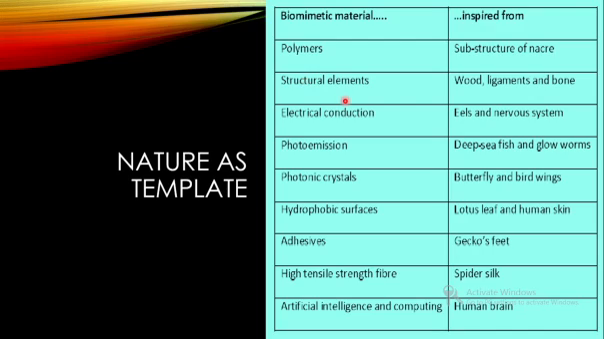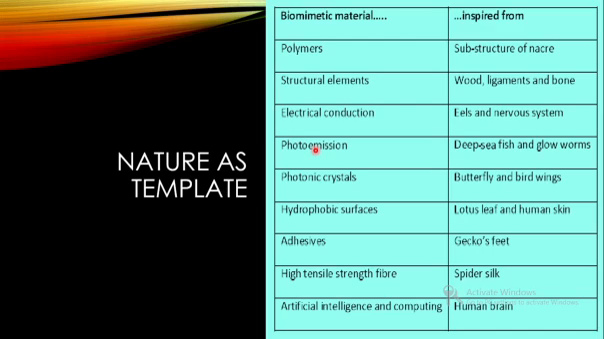You can think of your house being moved around as per your wish, and you can think of a building getting restructured by its own, without any damages. Okay, so everything is possible with nanoscience. Another thing is electrical conduction, how the eels conduct electrically. And another one is photo emission, like deep sea fish and glowworms.